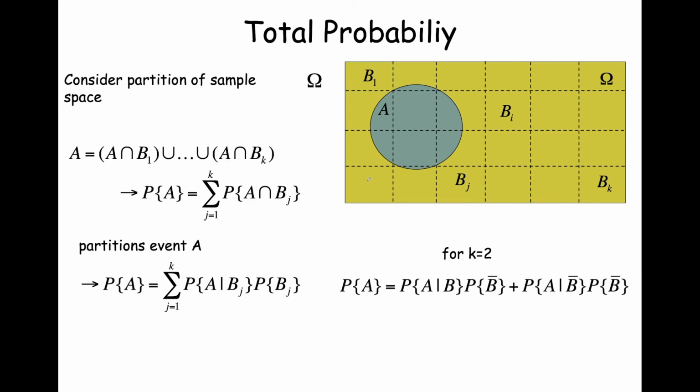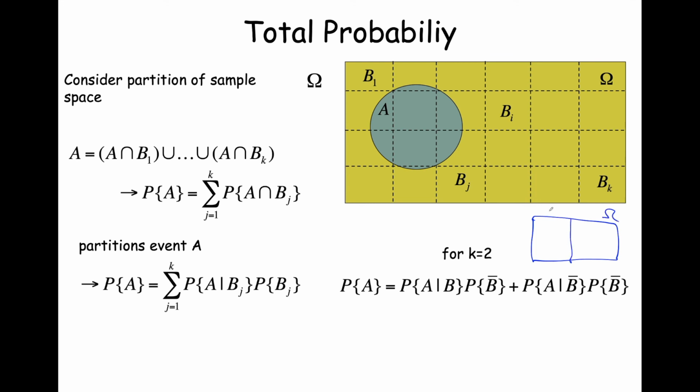So let's talk about this. So we have this partitioning of event A using this mutually exclusive, collectively exhaustive set of B slices. And if we have two B slices, what does that mean? So here's our universal consideration.